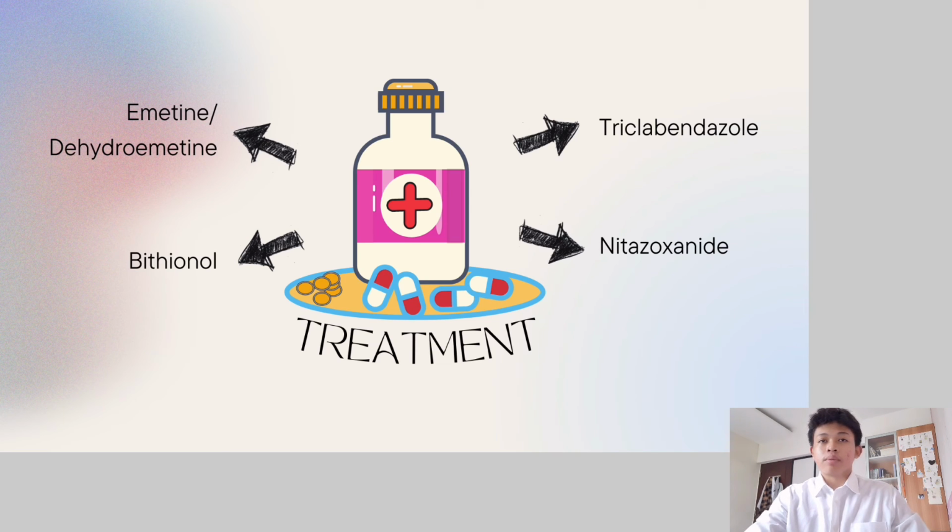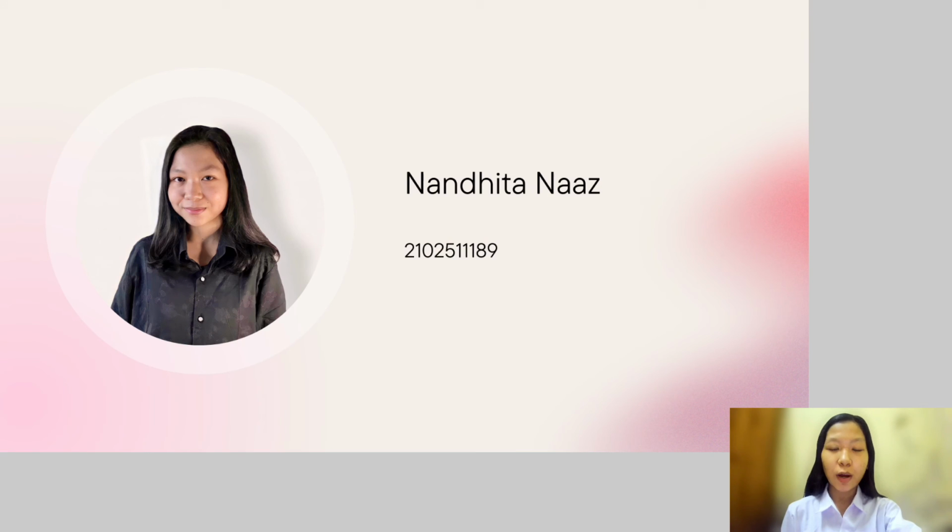The third one is triclabendazole. Triclabendazole is the drug of choice at the moment. However, triclabendazole resistance has been described in many countries in the world. Last but not least is nitazoxanide. Nitazoxanide may be a purified ferredoxin oxidoreductase inhibitor with reported efficacy on a broad parasitological spectrum like intestinal protozoans and helminths.